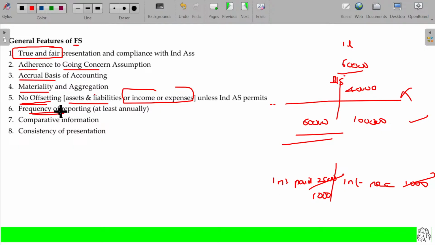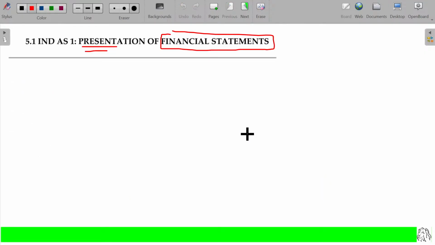Frequency of reporting. Usually the financial reports are shown once in every year. Annually it should be shown. And better, you need to give the comparative information. Current information and previous years' details should also be presented. Whatever accounting policy you follow should be followed consistently. So this is about the general features of financial statement. Hope you are now able to understand these cases.